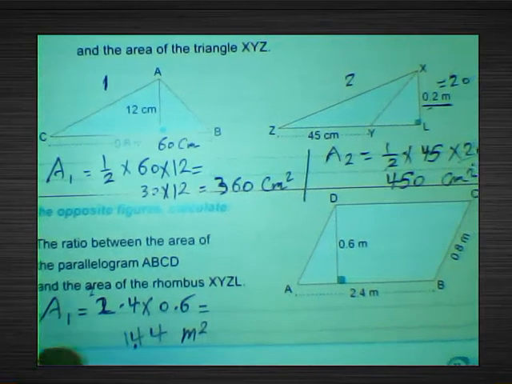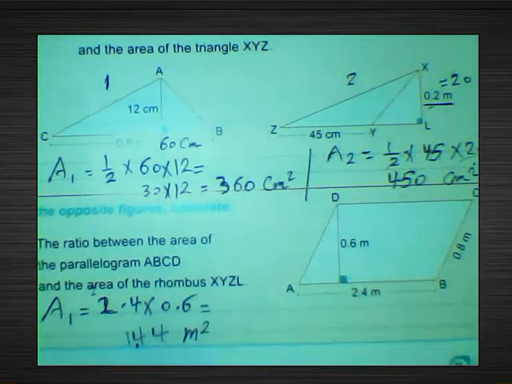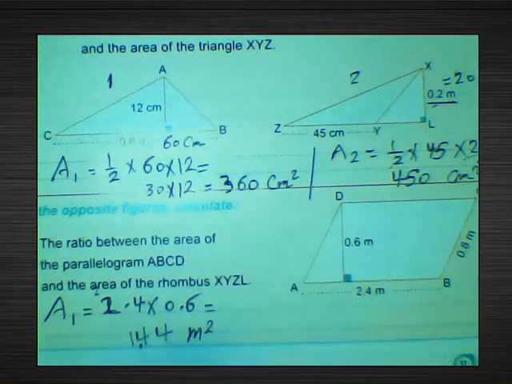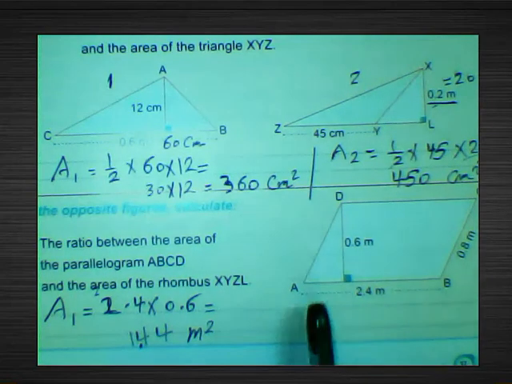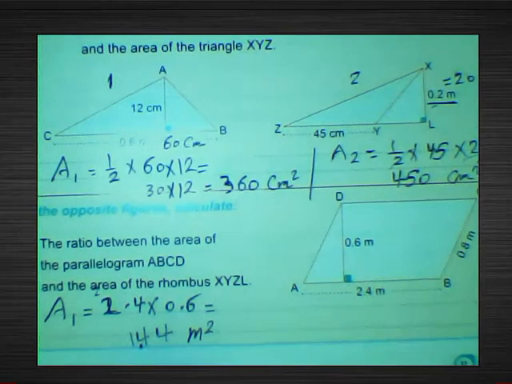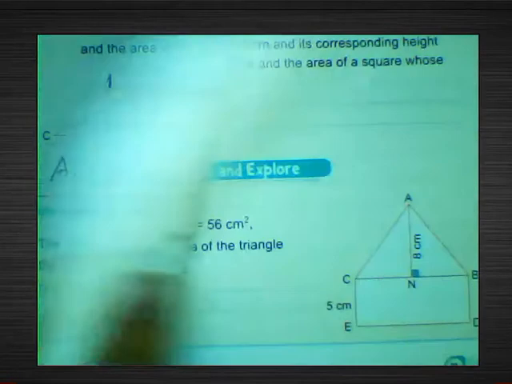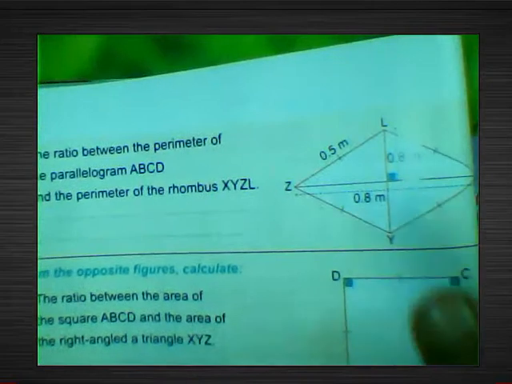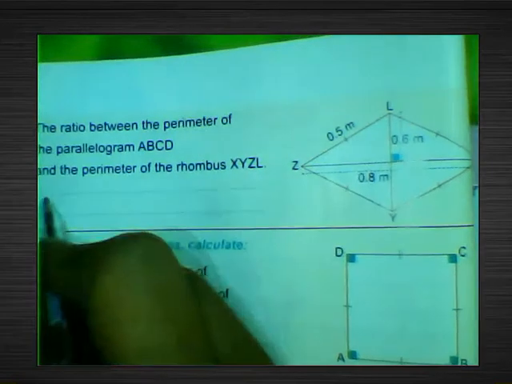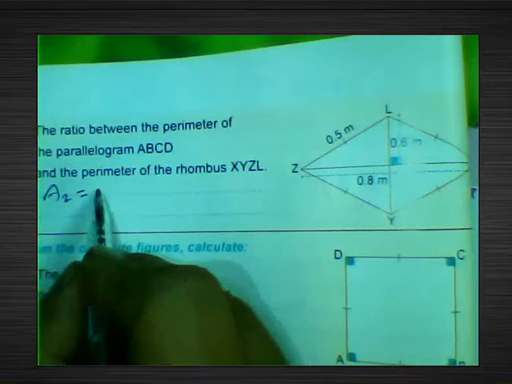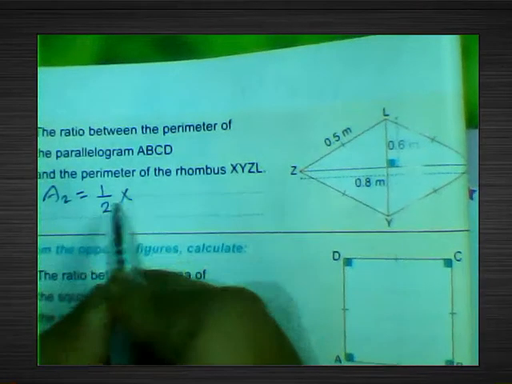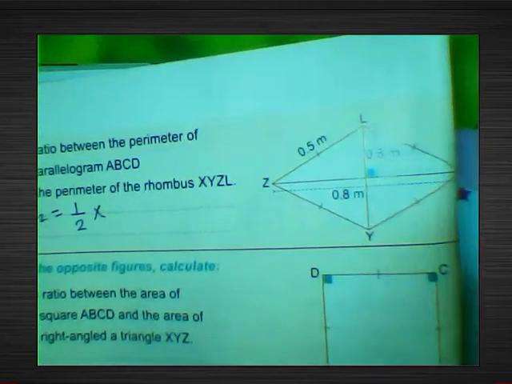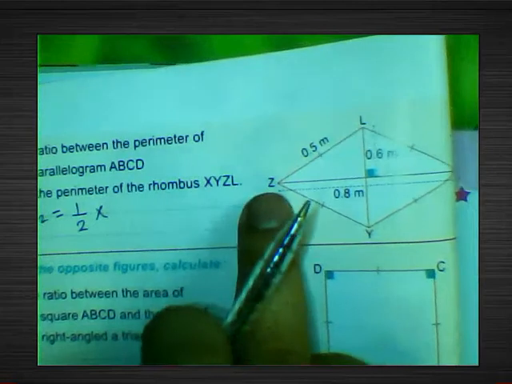Again, area 1 equals base times height. The base is AB and the length of it is 2.4 meters and its corresponding height is 0.6 meter. That's the area of the parallelogram, and now the area of the rhombus. Look at the rhombus. Area 2 equals half times the first diagonal LY and the second diagonal ZX.